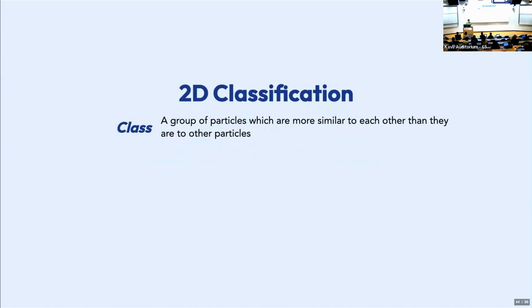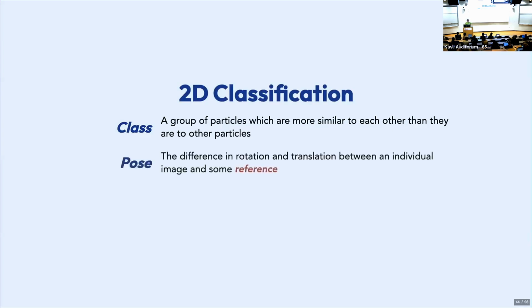So I'm gonna introduce some terms here. A class is a group of particles which are more similar to each other than they are to other particles. And the important thing to remember about a class is that it is entirely something that the software has found. We have no way of knowing ahead of time what a class is. And so the class will depend on how many classes you told it to find, how clean is your image stack to begin with, how many particles do you have per class you requested, right?